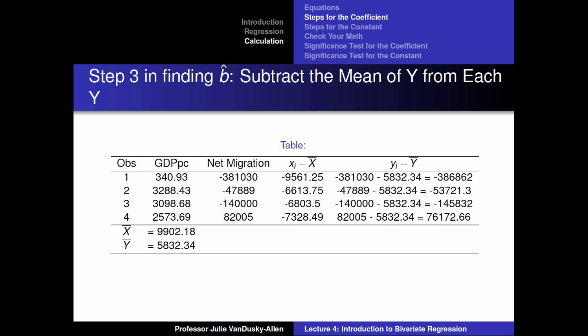The third step in finding b hat is subtracting the mean of the dependent variable y from each individual y observation. In this case, this means you have to subtract the mean of net migration, 5832.34, from the values of net migration for each observation. So here we have a value of negative 381,030 for net migration for observation 1. So I calculate negative 381,030 minus 5832.34, and the answer is negative 386,862. And here we have a value of negative 47,899 for net migration for observation 2. So I calculate negative 47,899 minus 5832.34, and the answer is negative 53721.3. We would continue doing this for each observation.